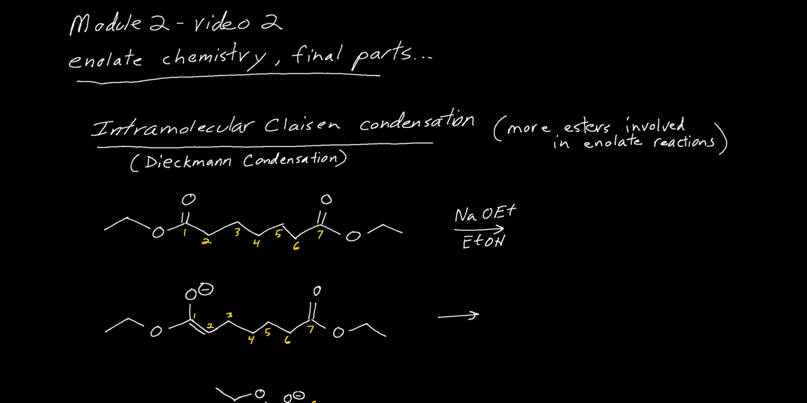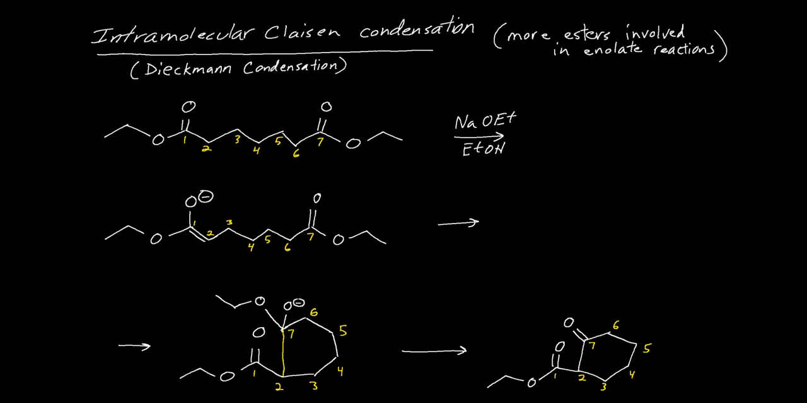Hello, this is the last material in Module 2, our enolate chemistry module, Module 2, Video 2. Some loose ends to tie up. So we're looking generally at esters being involved in enolate reactions, and we have the intramolecular Claisen condensation, which apparently was different enough that it became another name reaction, the Dieckmann condensation.